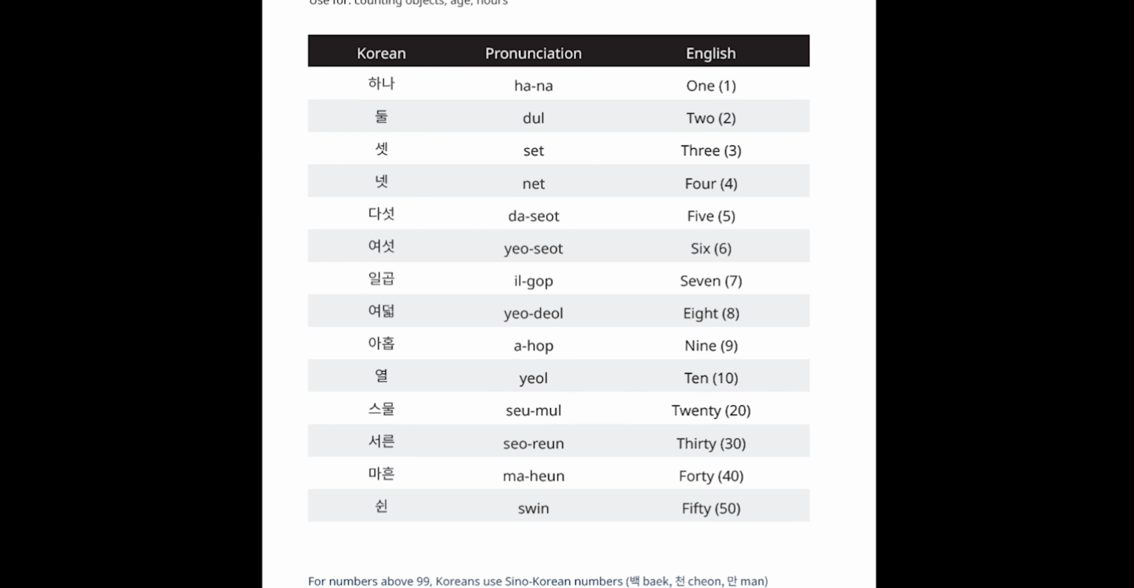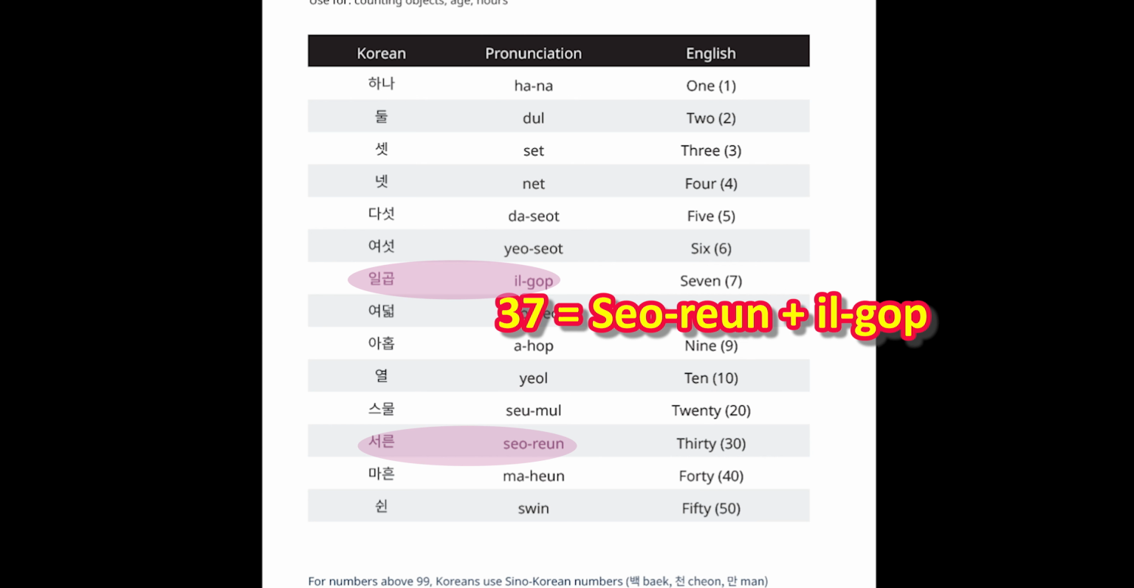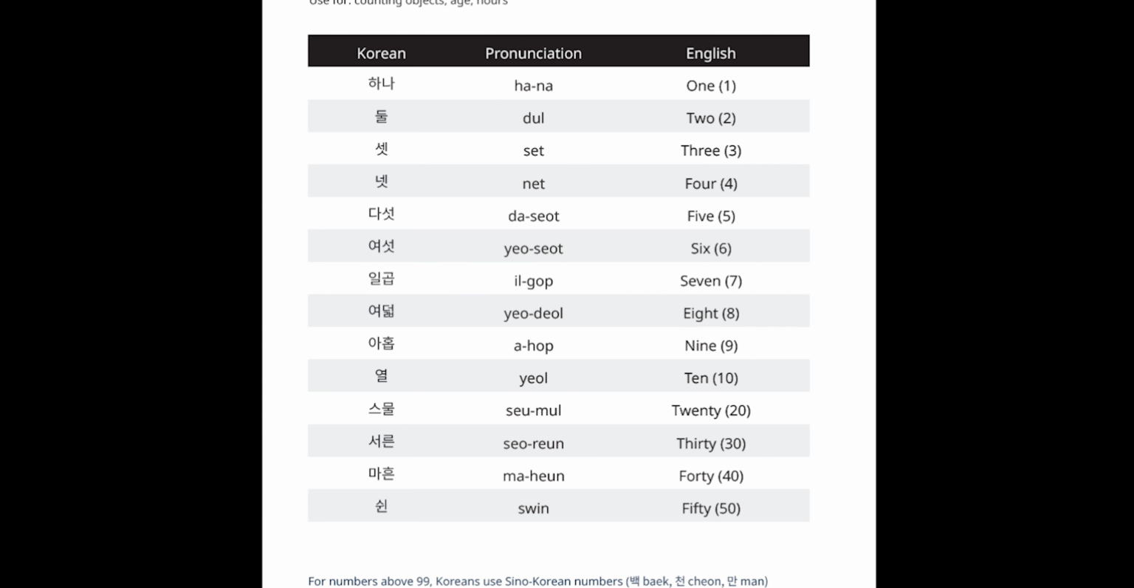For the bigger numbers, you only need to memorize the tens. 스물, 서른, 마흔, 쉰. And the great part is, to make any number in between, you just combine the tens and the ones. So if you want to say 23, it's 스물셋, 37, 서른일곱. Now, one quick thing to keep in mind, these native Korean numbers only go up to 99.